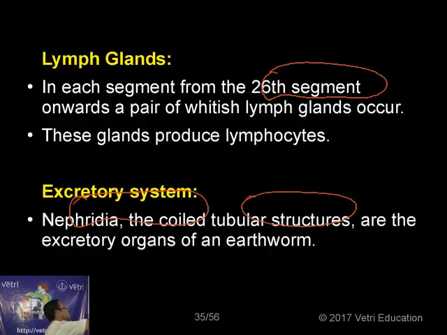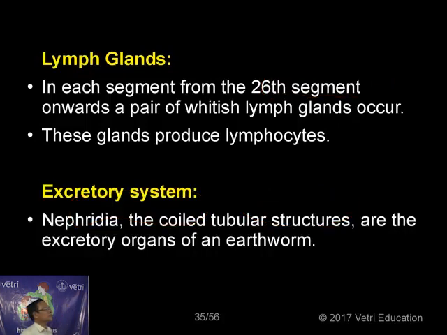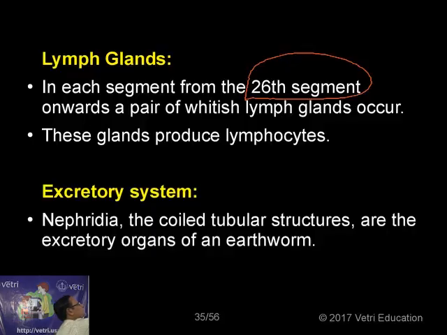Now the lymph glands. In each segment from the 26th onwards, you can see on the surface of the intestine, the glands are present and they are white in color. They are concerned with the production of the lymphocytes. Now you have to know the segment from which the lymph glands are located. From the 26th segment onwards, on the dorsal surface of the intestine, we have whitish glands called lymph glands. Their function is the production of lymphocytes.